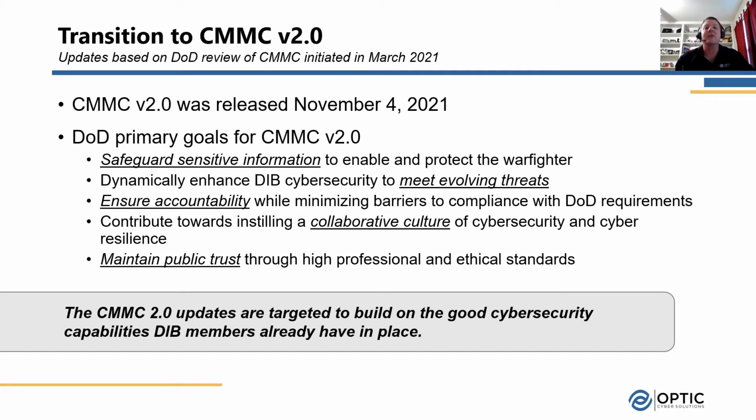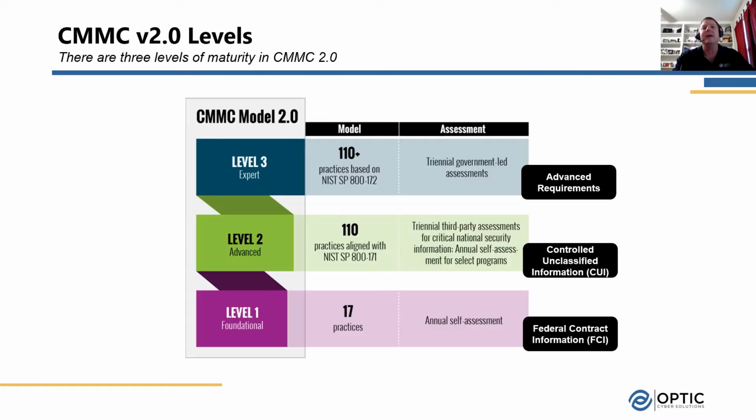So one of the biggest premises for CMMC 2.0 is that it is building on the good cybersecurity capabilities that the DIB members have already reported that they have in place, right? So we want to take that initial foundation, those capabilities that are already in place, and then add CMMC 2.0 on top of that to ensure the confidentiality of the systems are maintained.